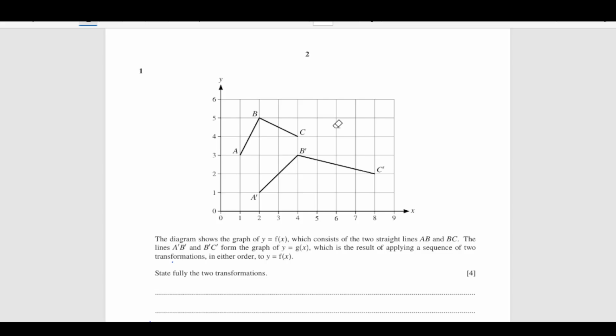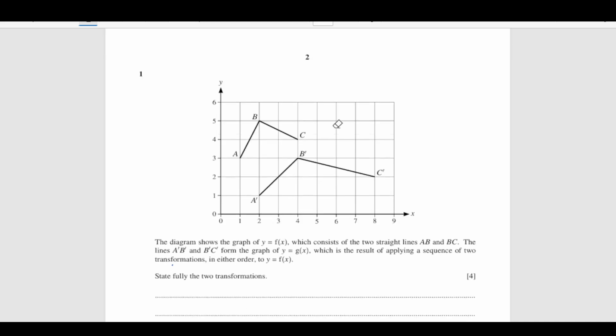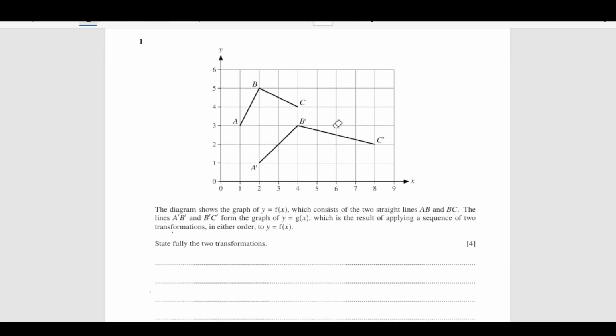This is another paper from May-June 2023, Pure Mathematics paper 1. So let's start. First question we have is from the translations. So we have here two diagrams. You can see here A, B, C and A dash, B dash, C dash.